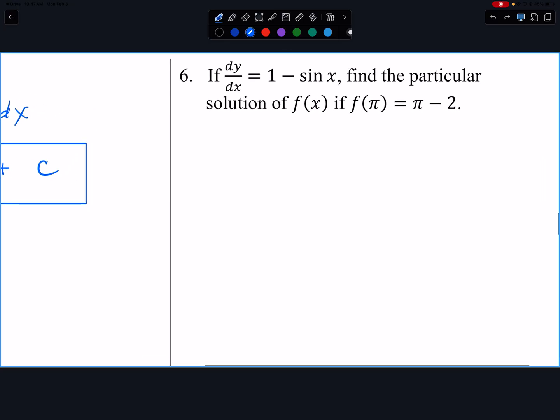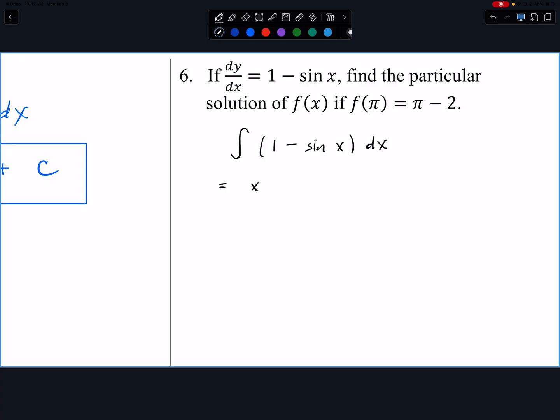Problem number 6. If dy dx is equal to 1 minus sine of x, find the particular solution of f of x. Technically, it should be y. This bothers me. Because if I differentiate y, isn't that dy dx? So they made a boo-boo. Okay. So same idea. Integrate this thing. So the integral of 1 minus sine of x dx. What's the antiderivative of 1? X.